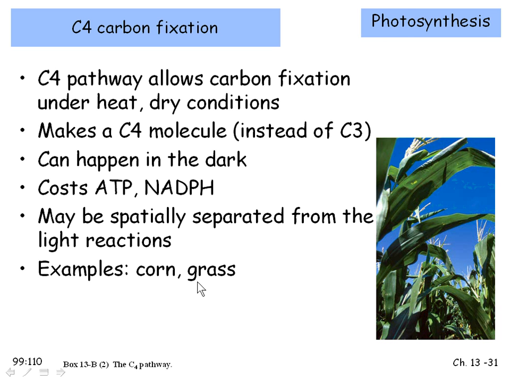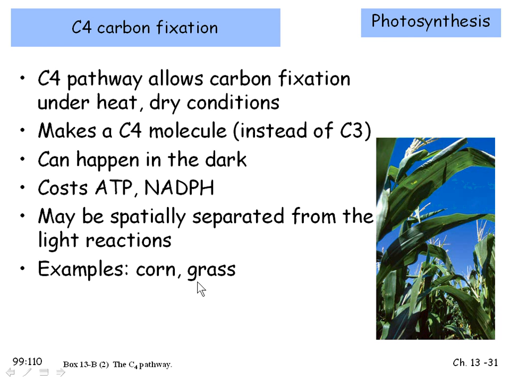All plants. Some plants have, in addition to those pathways, other pathways that are called C4 pathways that are specializations so that plants can go on fixing carbon when it's hot or when it's dry. And they're called that because the first product of carbon fixation is a 4-carbon molecule instead of a 3-carbon molecule.